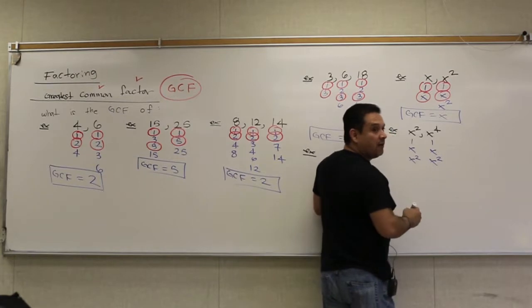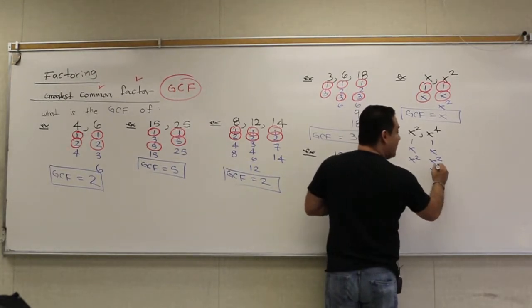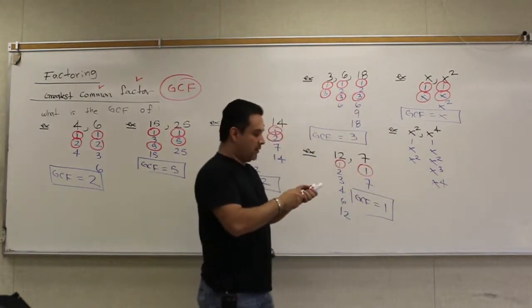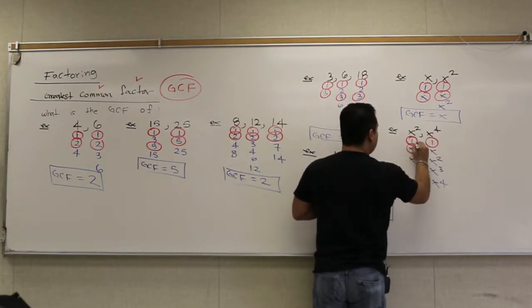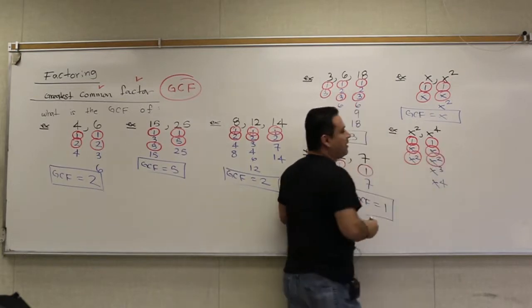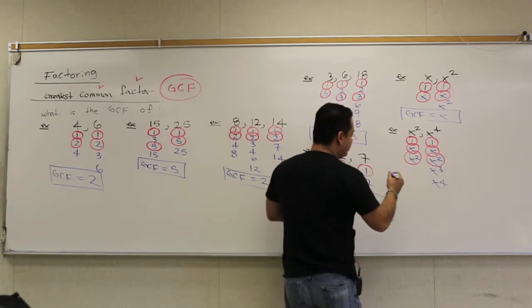Are you believers yet? What comes next then? X to the 3rd, and then? Anybody notice something interesting? 1. What else? X. What else? X squared. Are there any others? So what's your greatest common factor going to be?